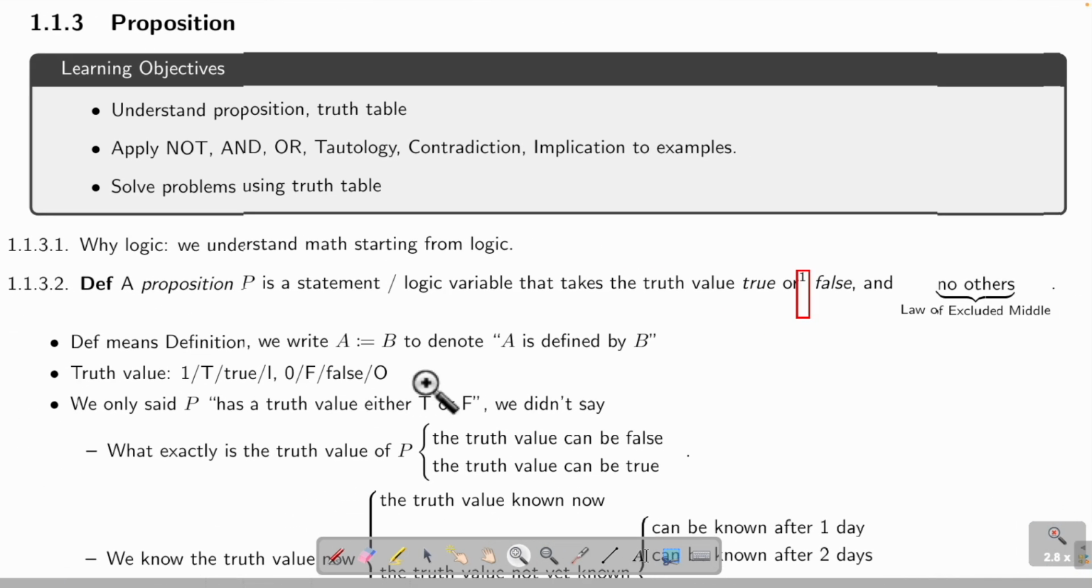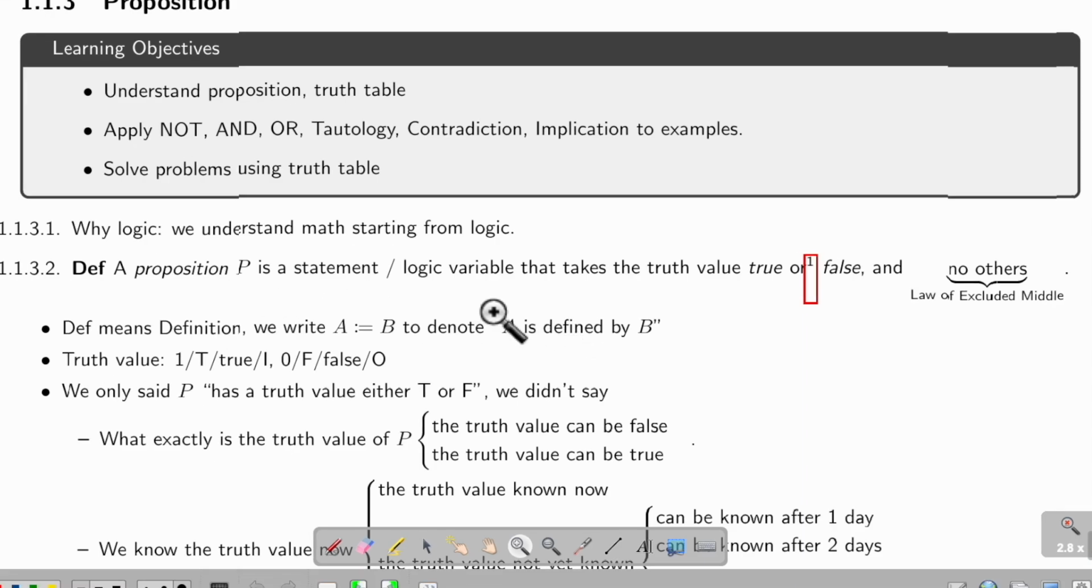Proposition. So the learning objective today is basically to understand what simple propositional logic is. A proposition starts with the letter P, so I just write P, lazy, okay? It's a statement, an English sentence. We also call it a logic variable. So that means you don't need to think, oh, this is something new. No, it's the same thing as f(x) you learned in high school. So now we don't talk about f(x), we talk about f(p). Okay, so let's say p is x.